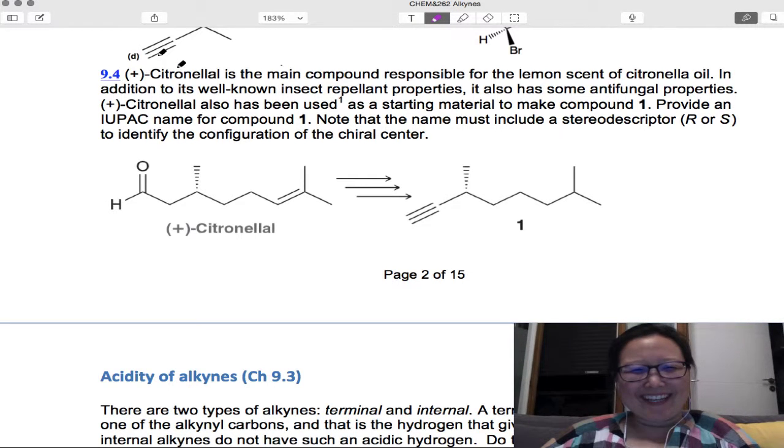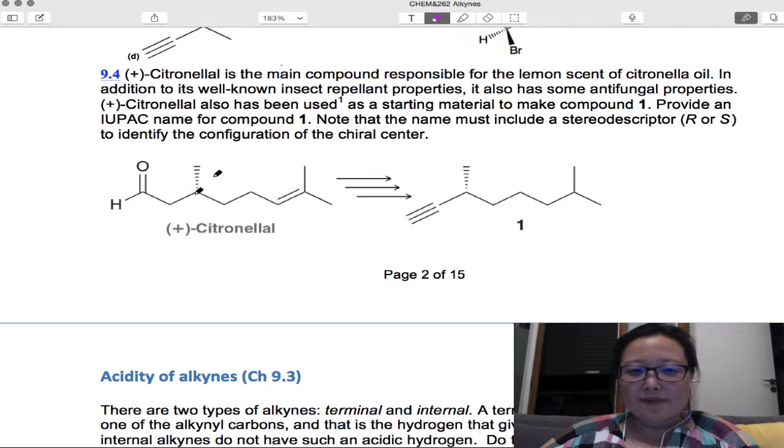So anyway, citronellol is a compound that sometimes people use, citronellol oil or candles, to keep mosquitoes away. So here's citronellol, and there are some reactions you can do to turn it into an alkyne. So what would the name of this alkyne be?